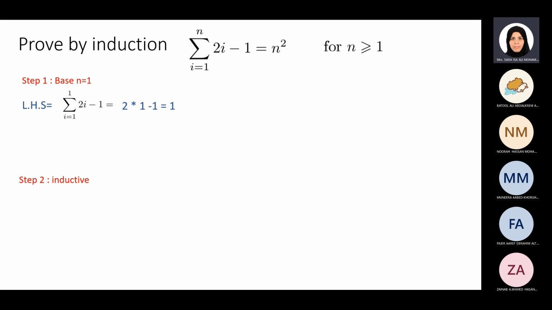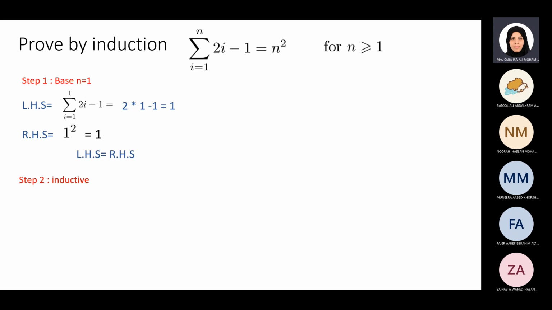Okay, so here, because we have just one iteration from 1 to 1, I have to substitute here only once, so I get 1. We finish the left hand side. We have to find the right hand side, n square. In our case, n is equal to 1, so 1 square is equal to 1. We find the left hand side is equal to the right hand side, so it is correct for the base.